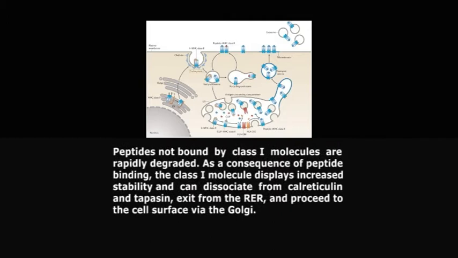Peptides not bound by class I molecules are rapidly degraded. As a consequence of peptide binding, the class I molecule displays an increased stability and can dissociate from calreticulin and tapasin, exit from the RER and proceed to the cell surface via the Golgi. An additional chaperone protein, ERP57, contributes to the formation of disulfide bonds during the maturation of class I chains.